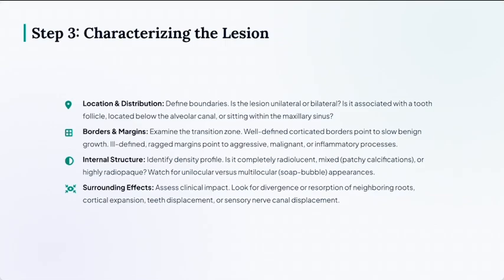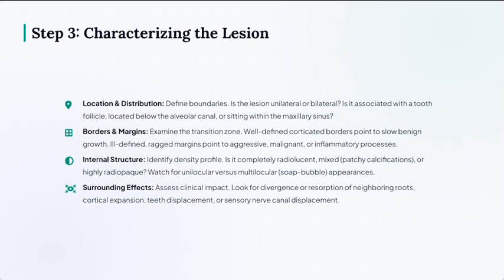Borders and margin: examine the transition zone. Well-defined corticated borders point to slow benign growth. However, ill-defined ragged margins point to an aggressive, malignant, or inflammatory process. Internal structure: identify the density profile. Is it completely radiolucent, mixed, or highly radiopaque? And watch for unilocular versus multilocular soap bubble appearances.